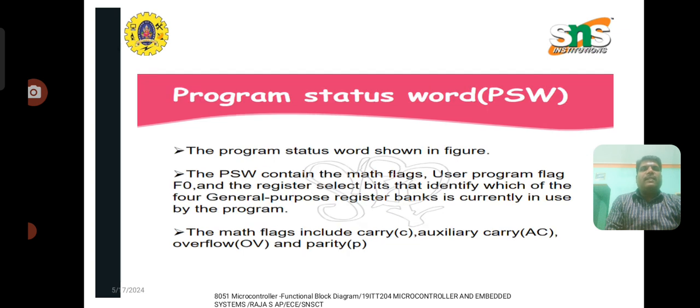Program status word. The program status word is shown in the next figure. The program status word contains the main flags or the mathematical flags, the user program flag F0 and the register select bits that identify which of the four general purpose register banks is currently in use by the program. The mathematical flags include carry C, auxiliary carry AC, overflow OV and parity P.